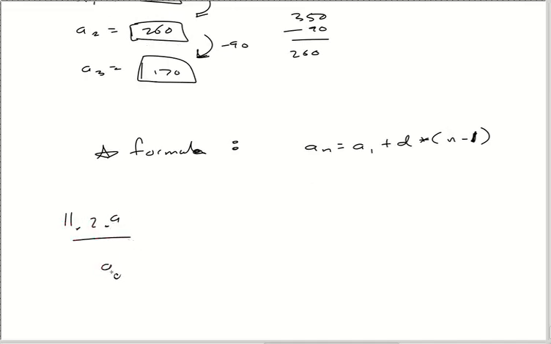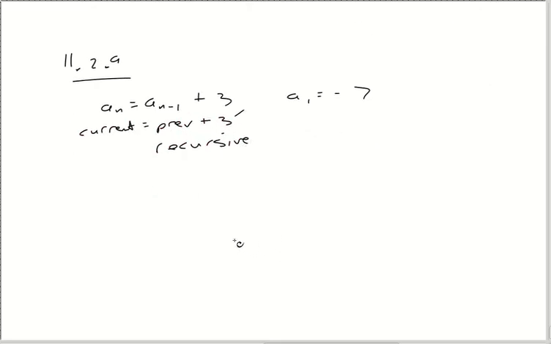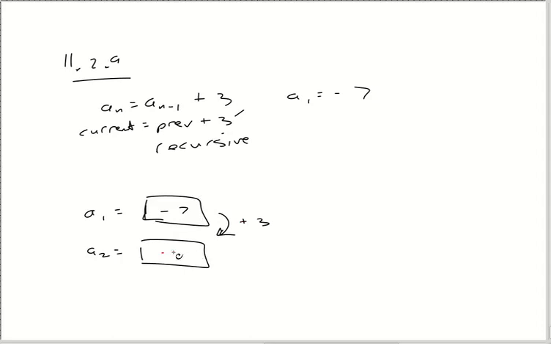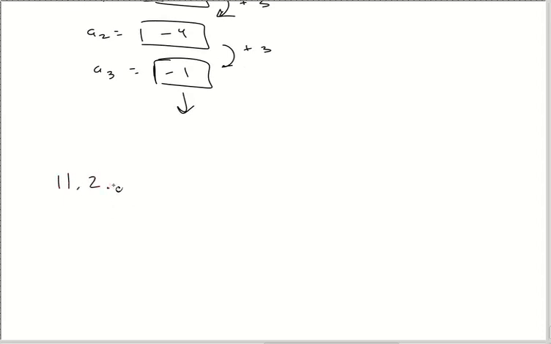11.2.9. Here we go. I got AN is equal to A sub N minus 1 plus 3. And they say that A1 is equal to negative 7. This is recursive again. We saw this in the last section. We had current is equal to your previous plus 3. So I'm going to start with A1. A1 is negative 7. A2, whatever we had previously, I'm going to add 3 to it. So I got negative 4. Then I take whatever I had previously and add 3 to it, negative 1. So on and so forth.